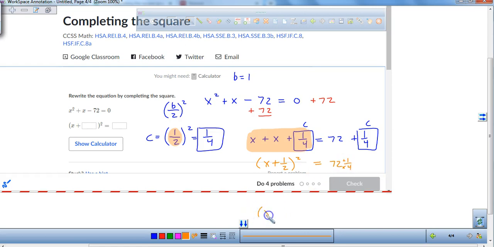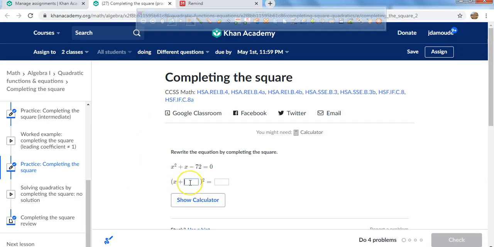So here's going to be our final answer. X plus 1/2 squared equals 289 over 4. And that's what I'm going to type in right here. On this one I'm going to put a half, and over here I'm going to put 289 over 4. And obviously you can use a calculator to help you out with that. So here we go. Let's type in a half divided by 2. And over here we're going to type in 289 divided by 4. And see if I messed up. I did not. It was correct.